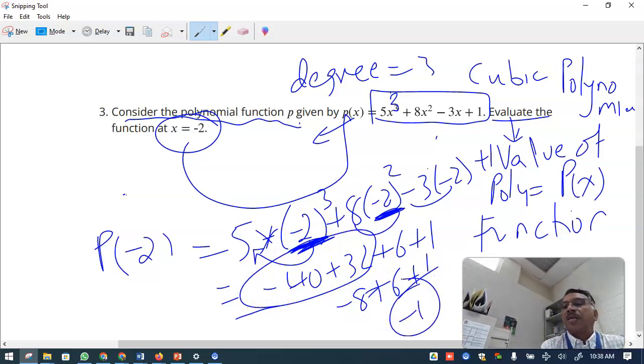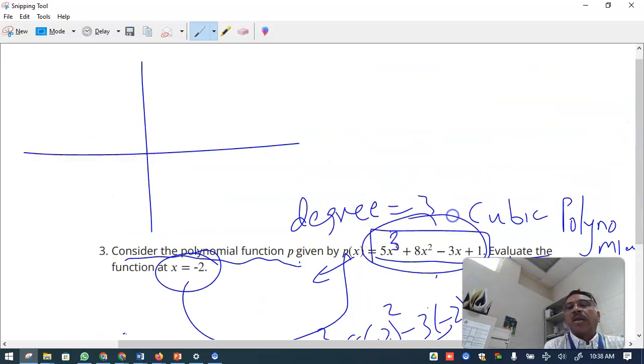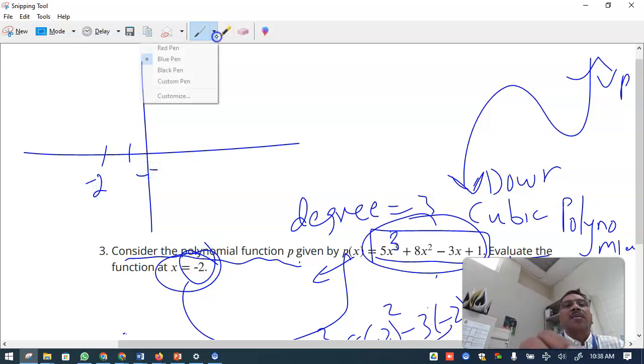What does it mean? This is a cubic, right? The graph of a cubic will be like this, down, up. So what it says is, when x is minus 2, the value is minus 1. That's all it is. So this is the point.